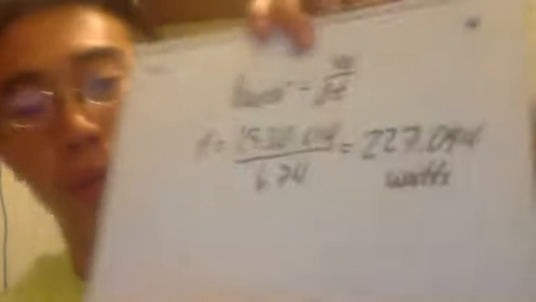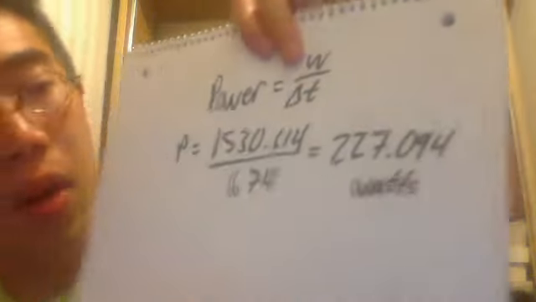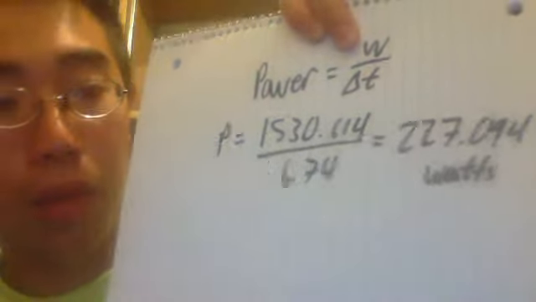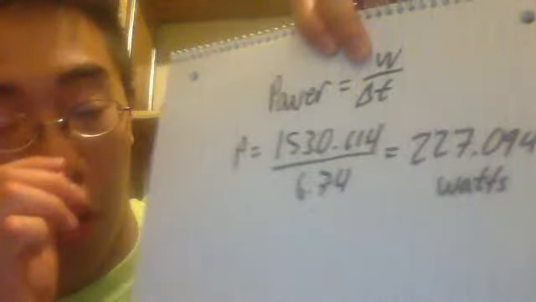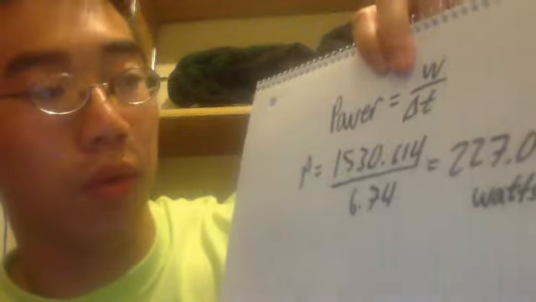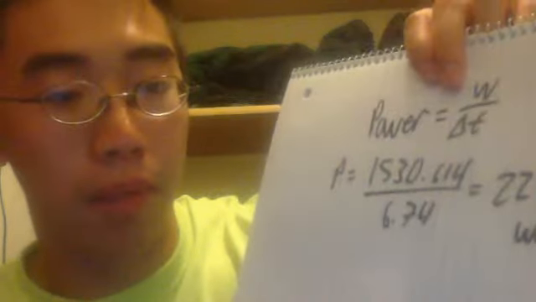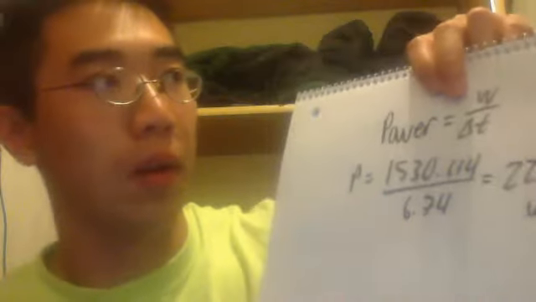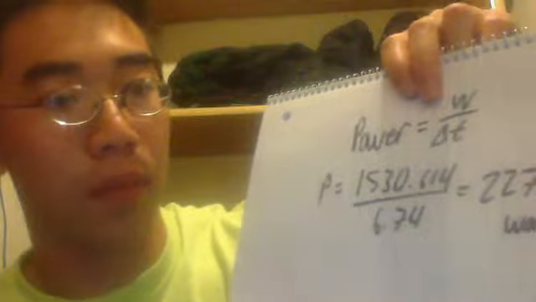And lastly, we found power. To find power, we had to go through all four previous calculations, and we had to find all four physics answers. That was velocity, acceleration, force, work, and now we're finally at power.